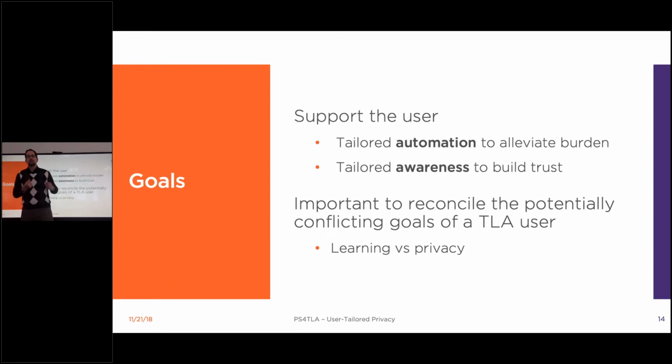Because on the one hand, they want adaptive learning, that's why they're using a TLA-based system, but on the other hand, they want privacy. For the one, the system will require more data, and for the other, they will want to disclose less. So user-tailored privacy needs to make that trade-off and find that balance, and some input from the user is required. It's just that we don't want the user to have to do all of this themselves, right?